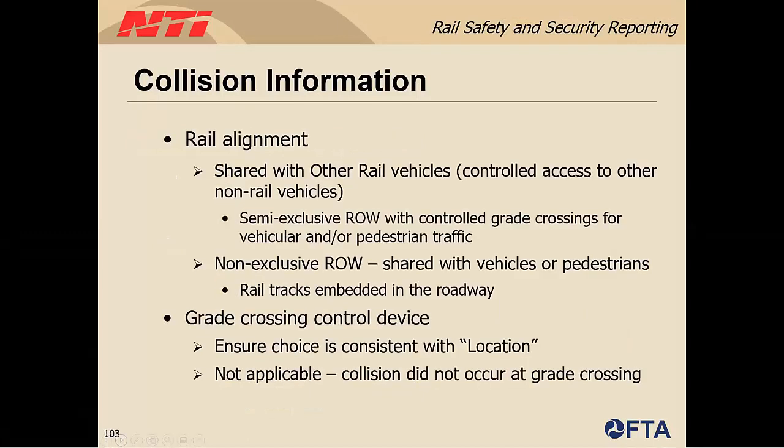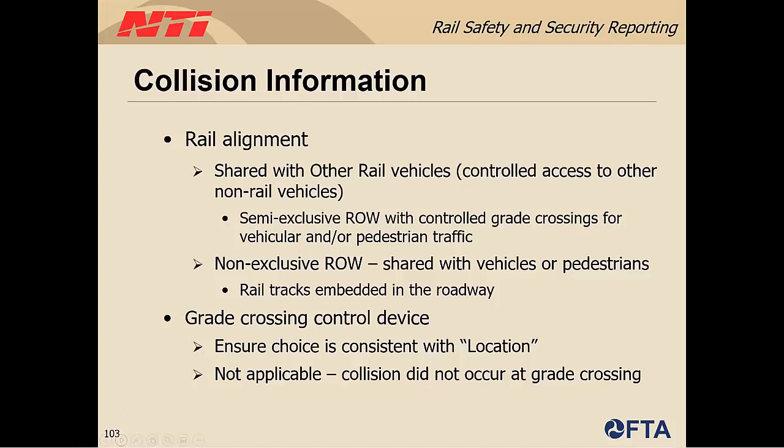The rail alignment. We want to look at a couple here that sometimes cause confusion for reporters. The first one is shared with other rail vehicles, controlled access to other non-rail vehicles. So you would use this selection when the rail alignment is a semi-exclusive right-of-way with controlled grade crossings for vehicular or pedestrian traffic. The second one is non-exclusive right-of-way shared with other vehicles or pedestrians.